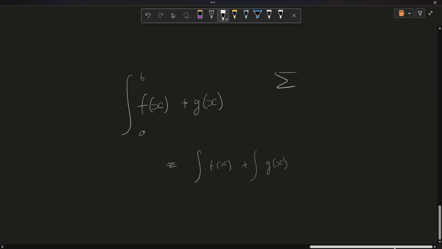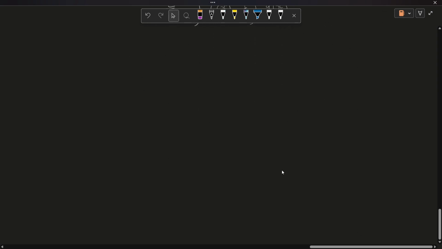So if we had the sum of 3r plus r squared, it's the same as the sum of 3r plus the sum of r squared. Splitting them, multiplying, nothing really else.